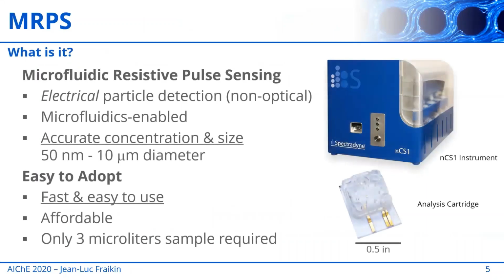So let me give you a little bit more detail about MRPS. As I mentioned, it's an electrical detection technique. And it uses microfluidics, and that affords many different advantages, including a super small sample volume required. It's fast and easy to use, and our current range of particle size measurements is from 50 nanometers at the small end up to about 10 microns in diameter.